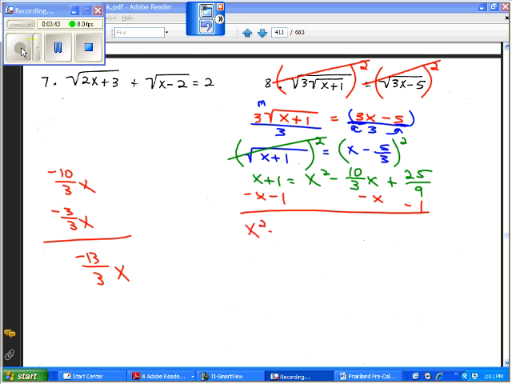So we're going to have x squared minus 13 thirds x on the x's. And then on the numbers, we have 25 ninths minus 1, and 1 is 9 ninths. So 25 ninths minus 9 ninths leaves 16 ninths. So plus 16 ninths is equal to 0.